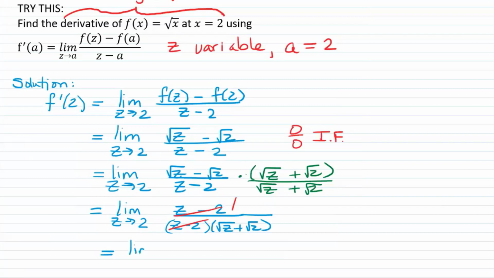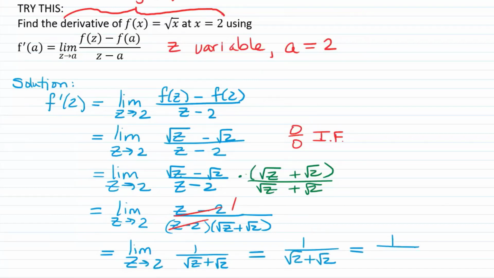So we have the limit as z approaches 2 of 1 over the square root of z plus the square root of 2. Plugging in 2, then we have 1 over square root of 2 plus square root of 2, which is the same as 1 over 2 root 2, which is going to be the same as square root of 2 over 4.